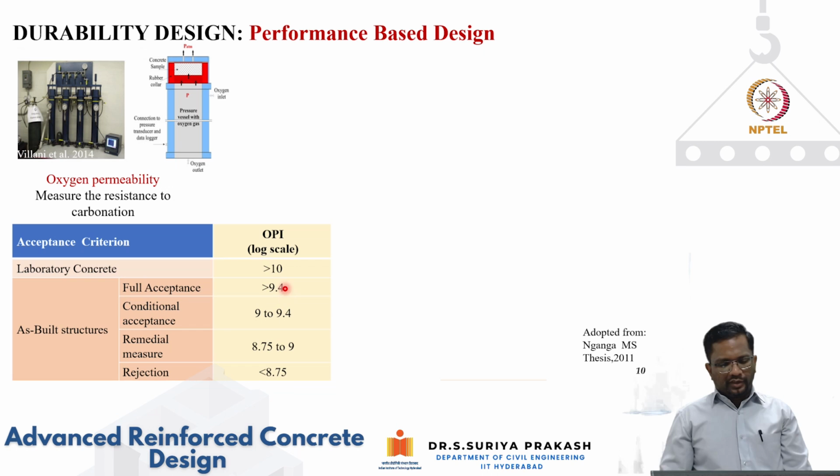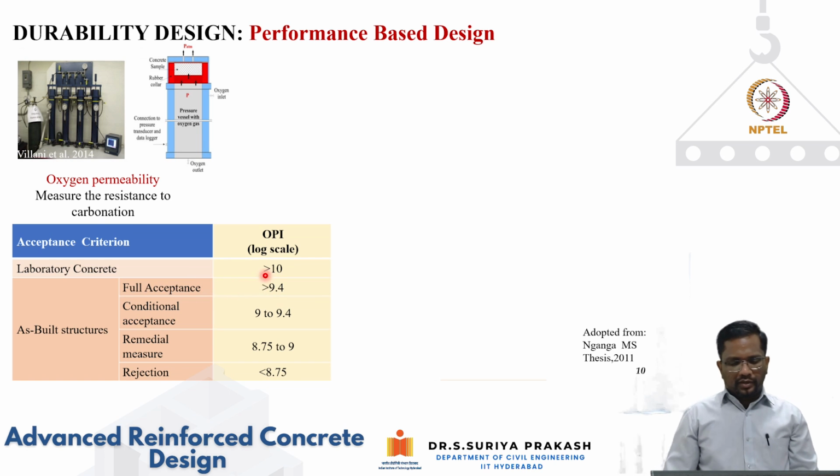Okay, so that's why if you see here, you have laboratory concrete, oxygen permeability index values expected to be more than 10. And then for as-built structures, if it is going less than 8.75, the particular concrete has to be rejected. And if it is between 9 and 9.4, you have conditional acceptance. And then when it is more than 9.4, you can fully accept that particular concrete.